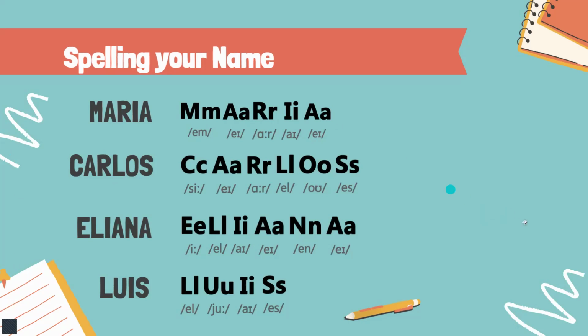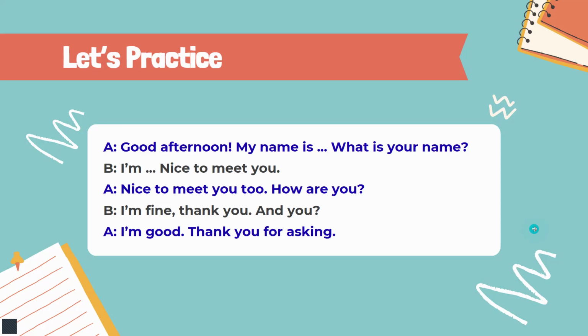Great. Now that we know how to spell our name, we're going to try another role play. This is just like a real life conversation when you meet someone new. So, again, I'll be part A, the blue one, and you will be part B, the gray one.